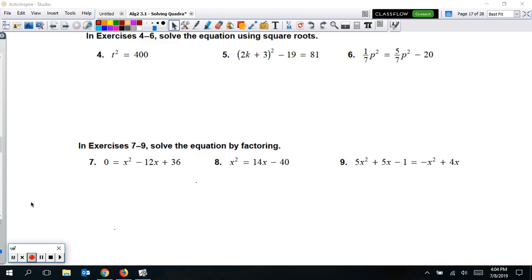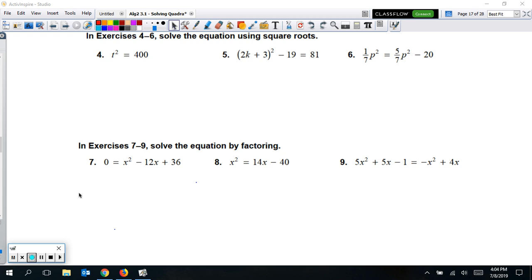Okay, so in our exercises here, 4 through 6, it definitely says to use square roots. That means this must be somehow set up for square roots. We probably don't have that bx term in these ones. So looking at number 4, now they don't always use x, obviously. We're using different letters in some of these. They got t's, k's, p's up here on top. We do use x from 7 through 9, but we don't have to always use x.